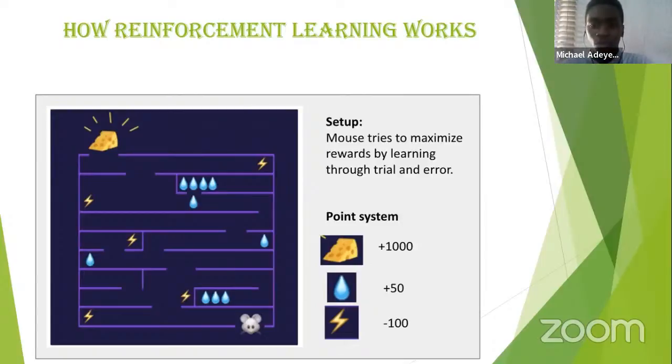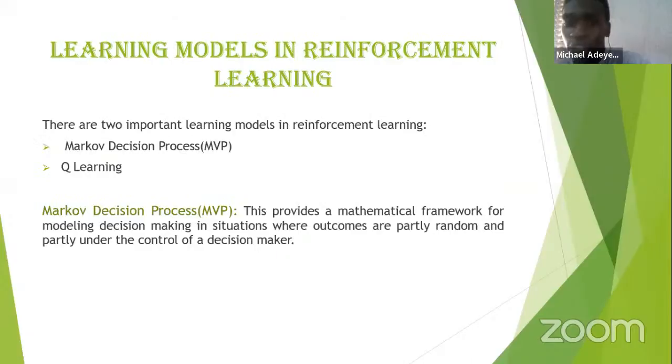So we have some learning models in reinforcement learning. There are two important learning models in reinforcement learning. We have the Markov decision process and we have Q learning. A Markov decision process, which is MDP, provides a mathematical framework for modeling decision making in situations where outcomes are partly random and partly under the control of the decision maker.